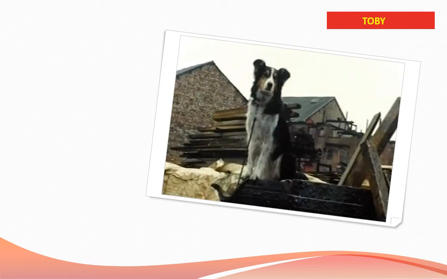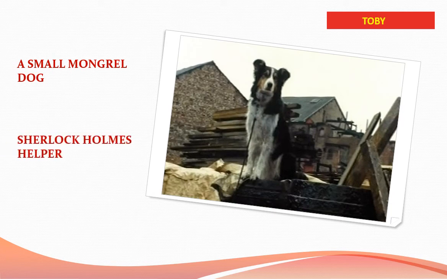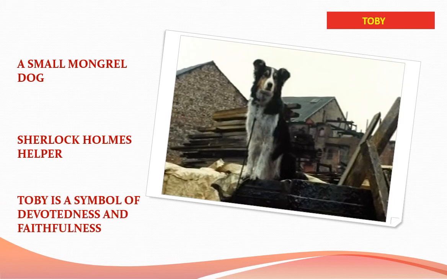The next one is Toby, a small mongrel dog who helps Holmes and Watson trace the origin of the creosote. Toby is a symbol of devotedness and faithfulness.